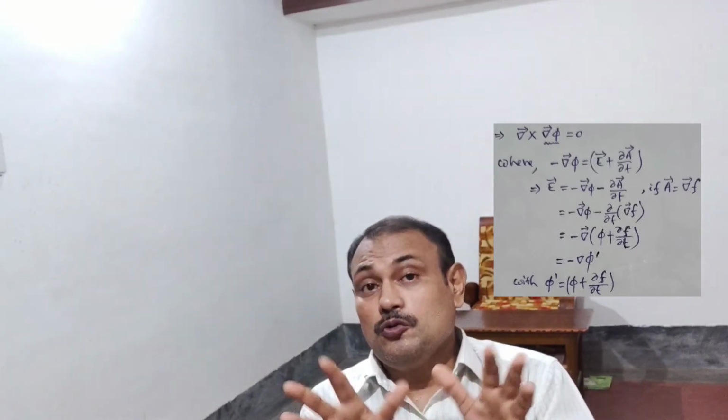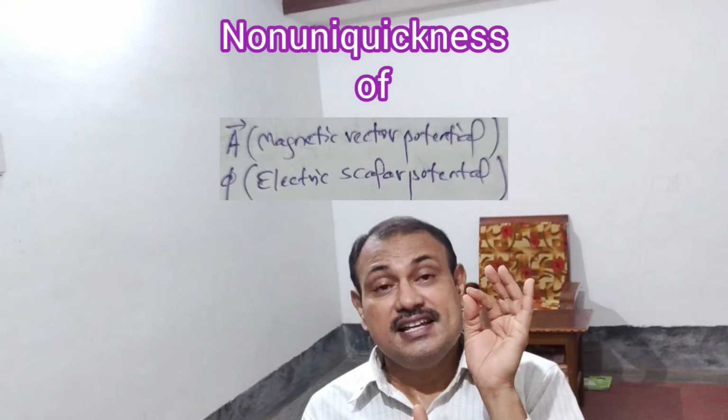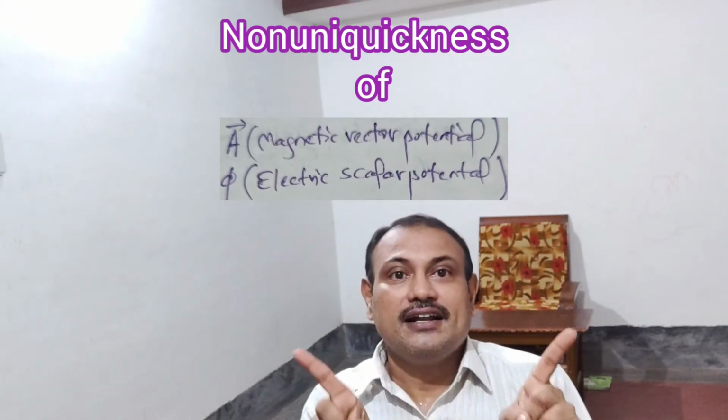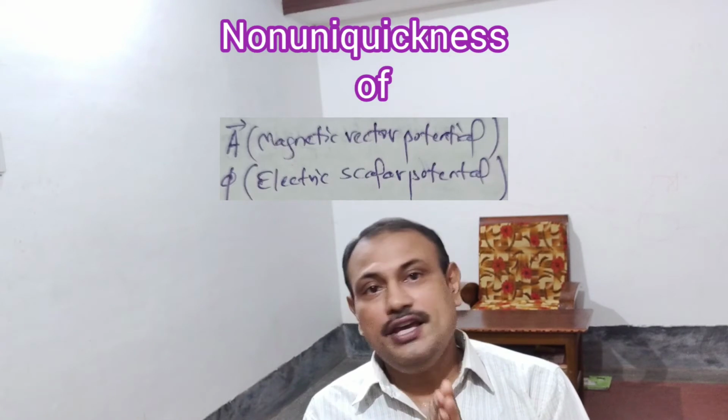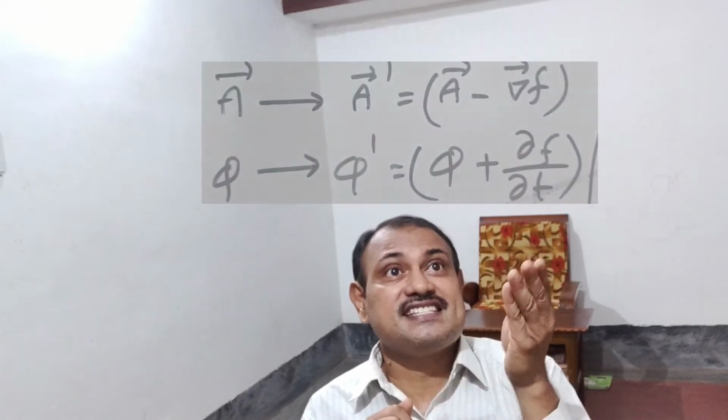Now by now you know that your A vector, which we say is the magnetic vector potential, and your phi, which we say is the scalar electric potential, both are non-unique in nature. So here the essentiality is that before we apply these potentials to solve various cases, we must test the invariance of the field. So therefore we will now discuss what is gauge transformation. Gauge transformation is actually a set of transformations under which your electric and magnetic fields remain invariant.